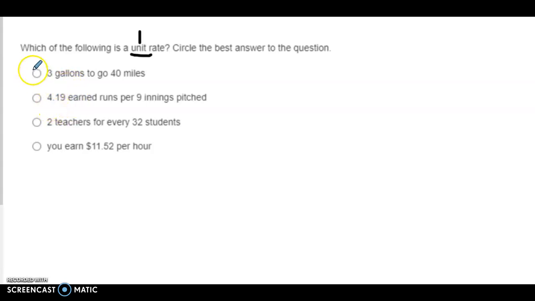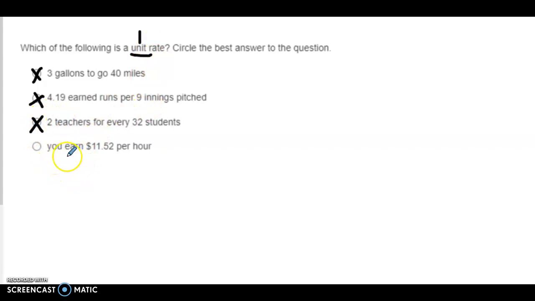This one says 4.19 earned runs per 9 innings pitched. Now, neither of those are 1. Like if it was per 1 inning pitched, then that would be a unit rate. But none of those break it down into 1 unit. 2 teachers for every 32 students. Again, neither of those are broken down into 1, right? There's 2 teachers. So if it had said 1 teacher for every 16 students, that would be a unit rate. But here it's not broken all the way down to 1 unit.